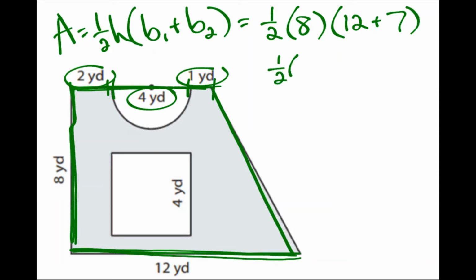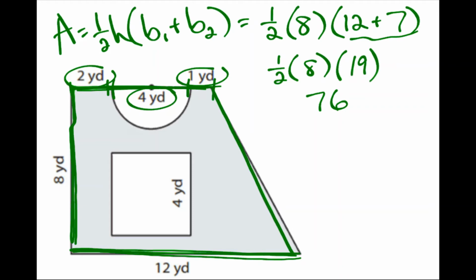Now I'm going to do 1/2 times 8 times, I have to follow order of operations here. I have to do inside the parentheses first. Then I can do the multiplication. 12 plus 7 is 19. 1/2 times 8 times 19 is 76. So that's the area of the entire shape, but I don't have that whole shape shaded.